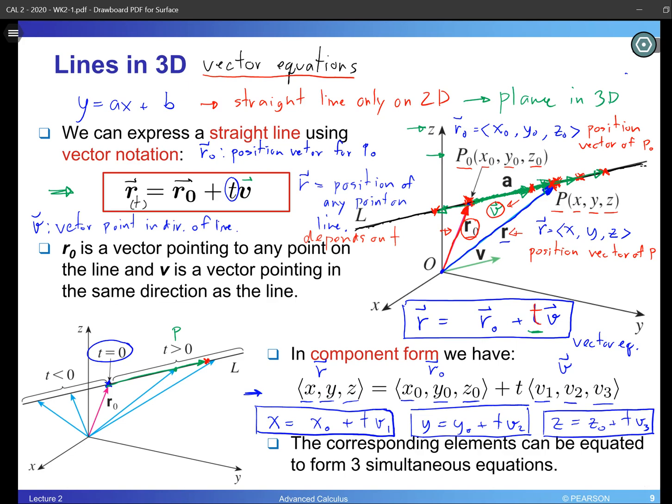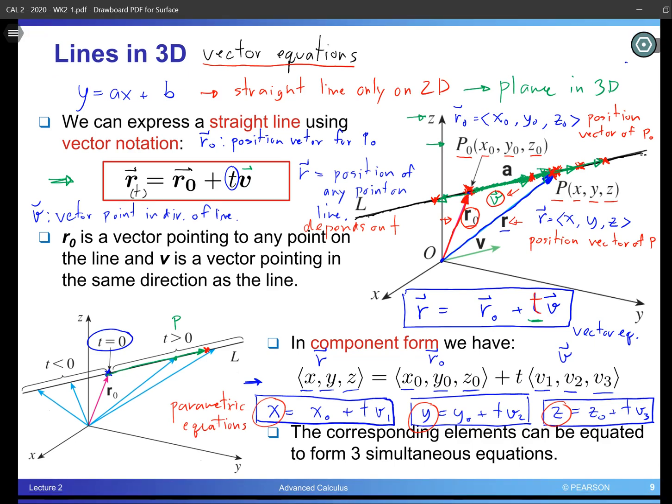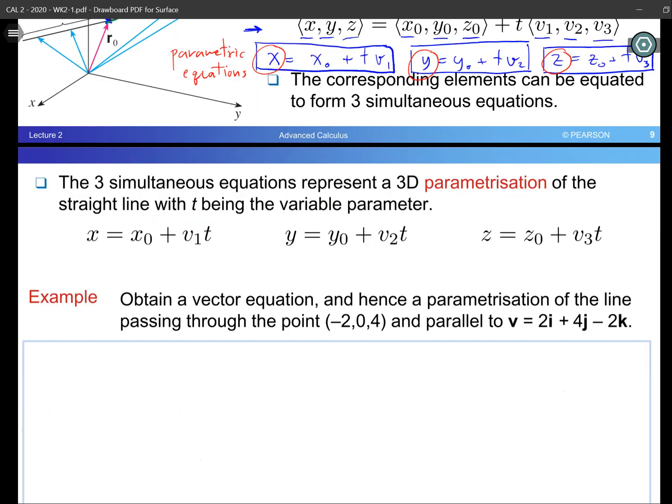And sometimes we look at this as a parametric representation because we have the first one for the x component, the second one for the y component, and the z component. So these are parametric equations. Right. Okay, so two different ways to look at these vector equations. One is in the vector form and the other is in parametric form. Now let's move to some examples.